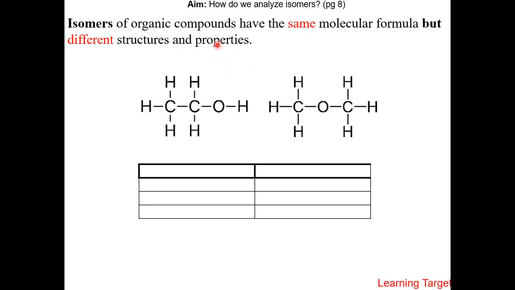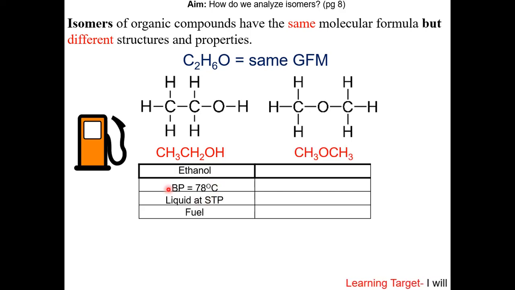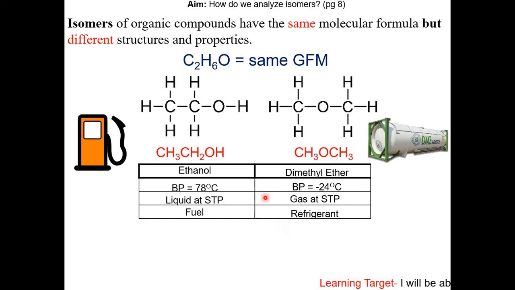Isomers of organic compounds have the same molecular formula, but different structures and properties. So these two compounds are isomers. They have the same formula and the same GFM. Here are the condensed structural formulas to differentiate the two. This is ethanol, and this is dimethyl ether. Notice they have different properties and different applications.